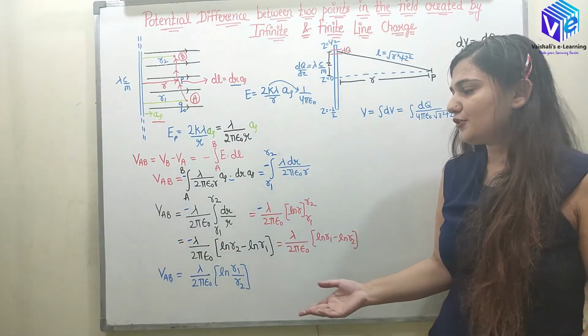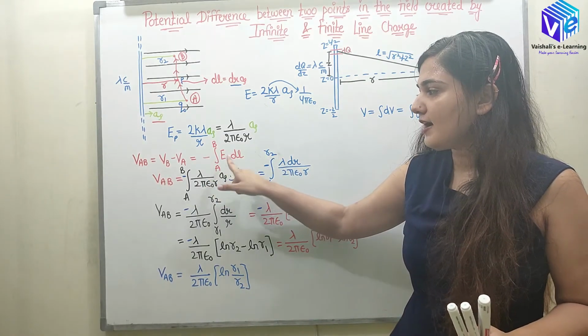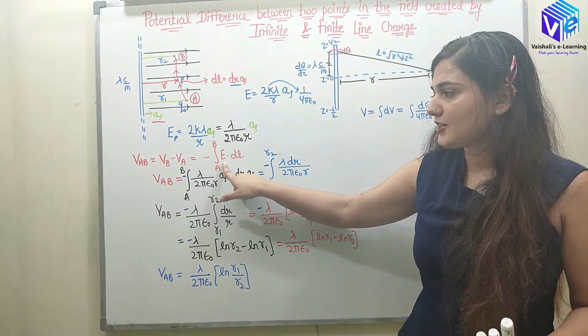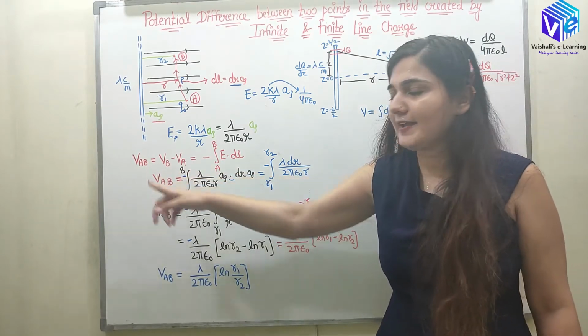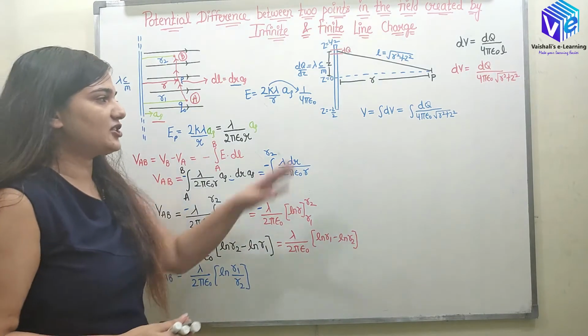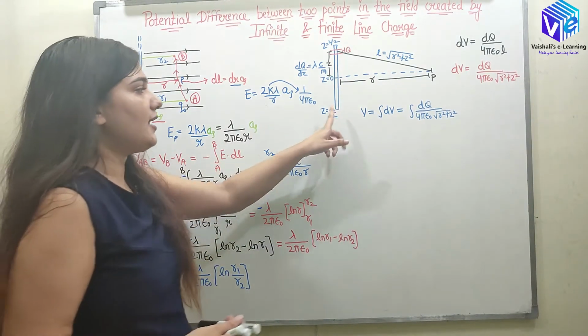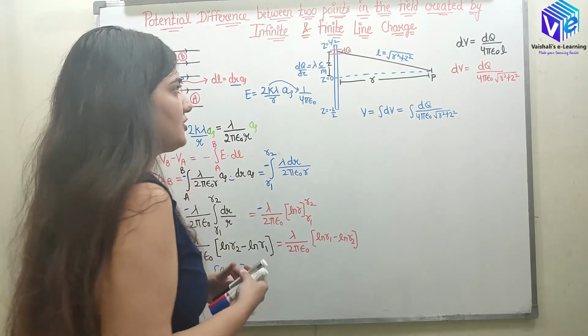I hope you understood this. This was really simple. We just used this formula and we knew what was electric field intensity and we just derived what is the potential difference. Now coming to the finite line charge distribution. This was the infinite line charge distribution. Here we have this finite line charge distribution.